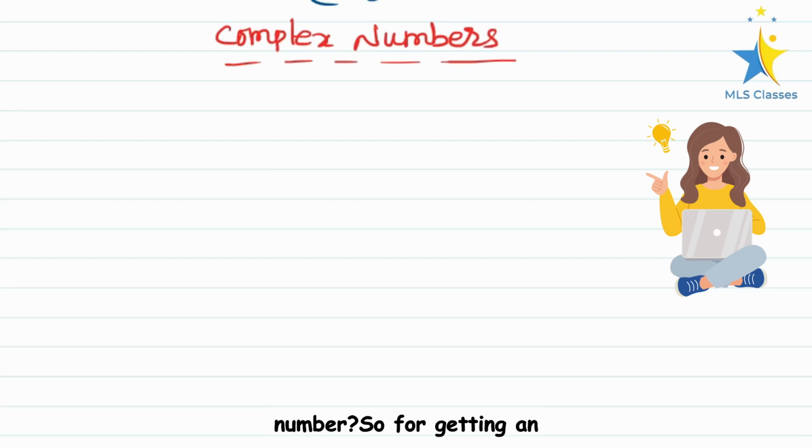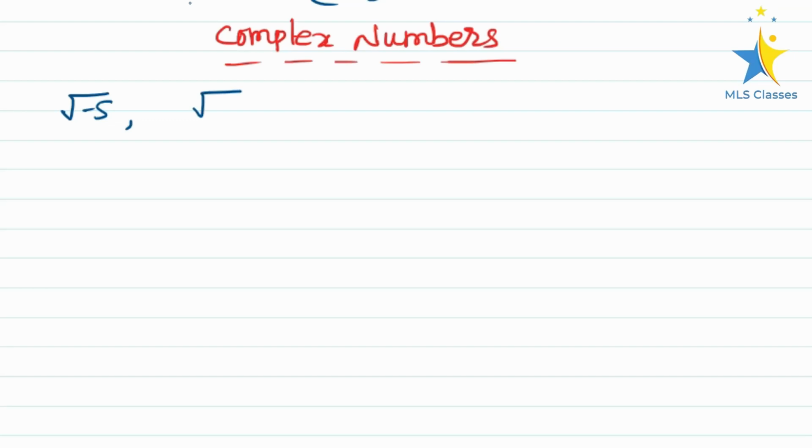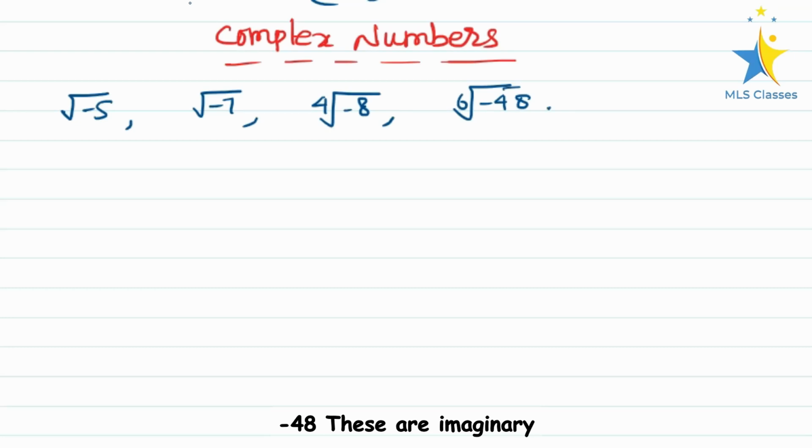For getting an imaginary number, we always have to remember that inside any even radical function, there cannot be any negative numbers in general. But if there are negative numbers inside even radicals, then we can say that it is an imaginary number. For example, the square root of negative 5, the square root of negative 7, the fourth root of negative 8, the sixth root of negative 48. These are imaginary numbers.